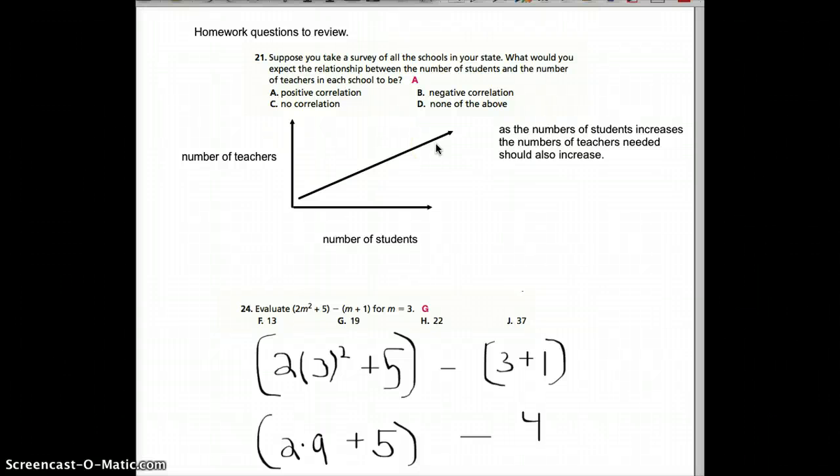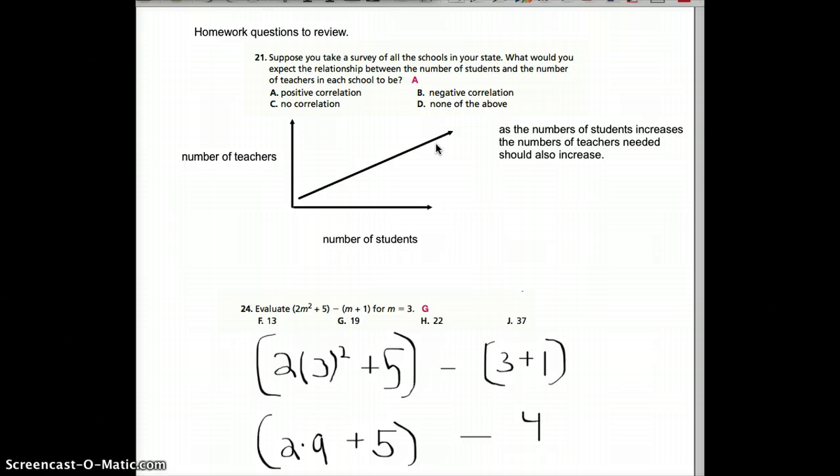Welcome to Lesson 6.1, which deals with measures of central tendency. Before we begin measures of central tendency, I'd like to review just a couple questions from Lesson 1.5, which dealt with scatter plots and positive, negative, and no correlation.